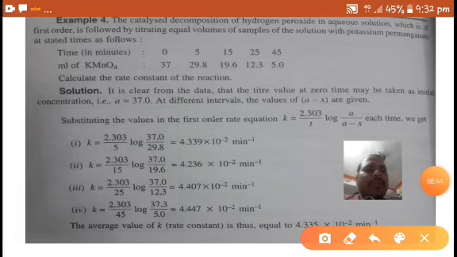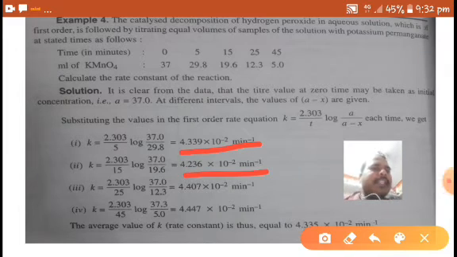So these two values are also same. This is indicating that it is first order reaction. So of course we will verify this one.